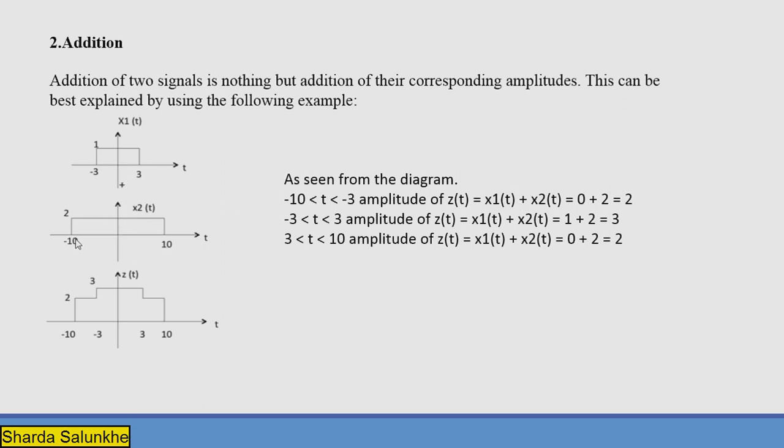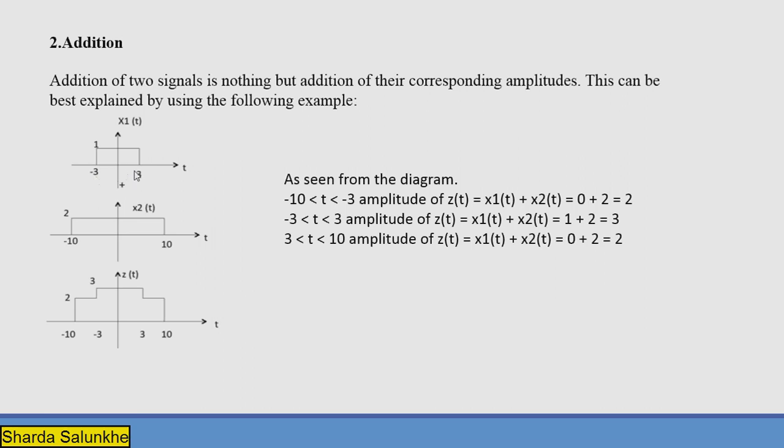So for z of t from minus 10 to minus 3, there is no amplitude in x1 of t, but there is amplitude present in x2 of t. So this signal has 0 amplitude and this signal has 2 amplitude. So x1 of t plus x2 of t for this time period is 0 plus 2, so it will become 2.